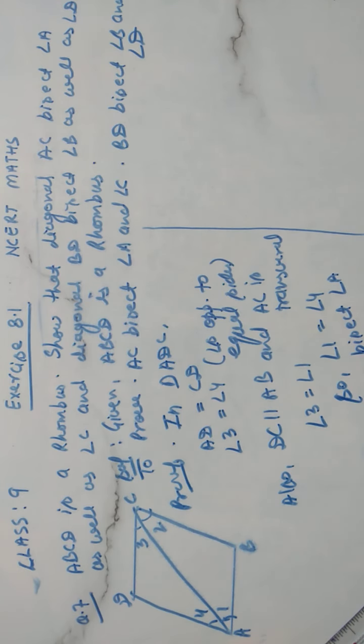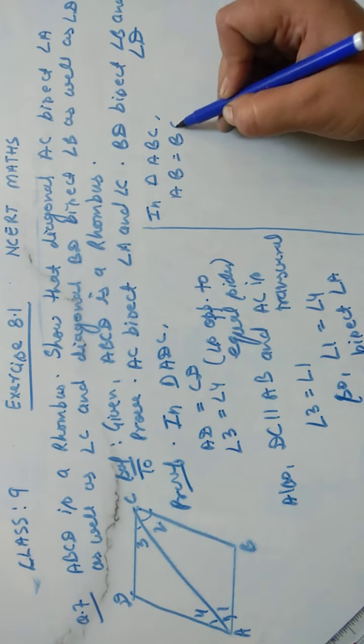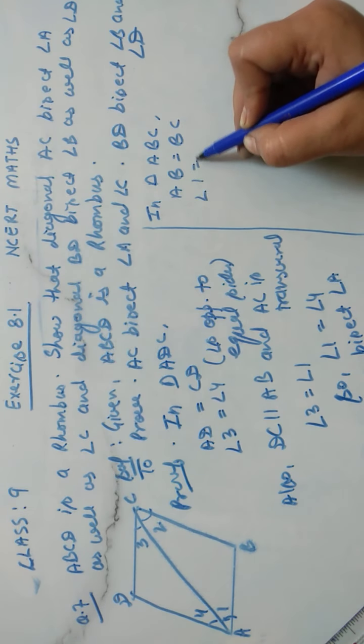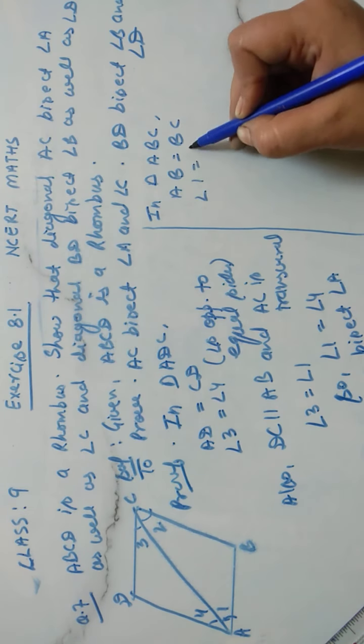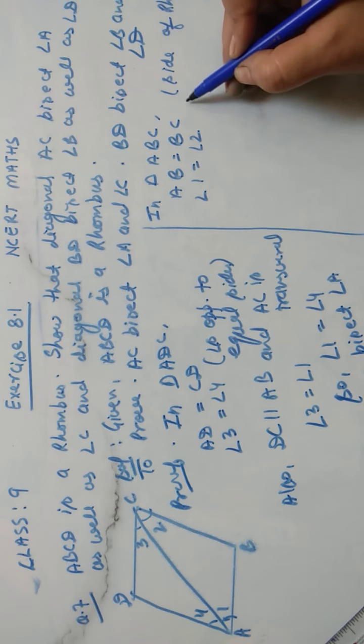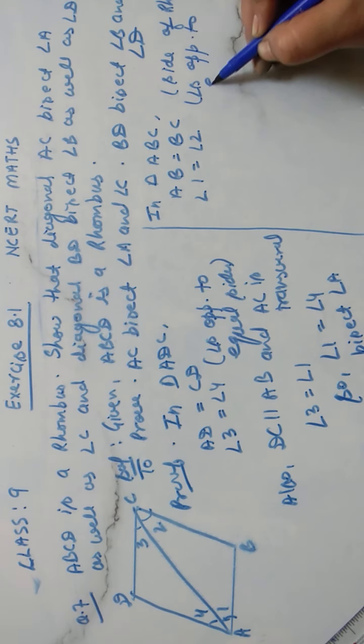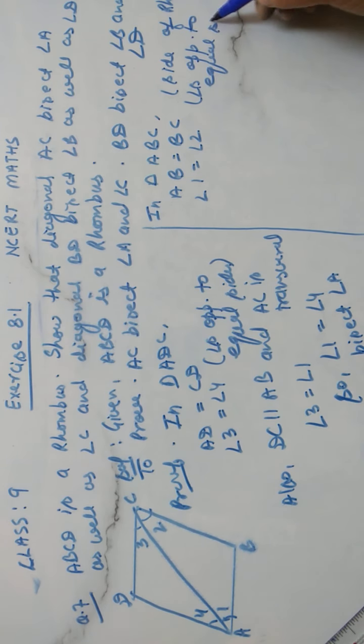Just see how we will prove it. Now we will take the next triangle, triangle ABC. The same thing we will do. AB is equal to BC, so angle 1 is equal to angle 2. Here the reason is side of rhombus, and here the reason is angle opposite to equal sides.